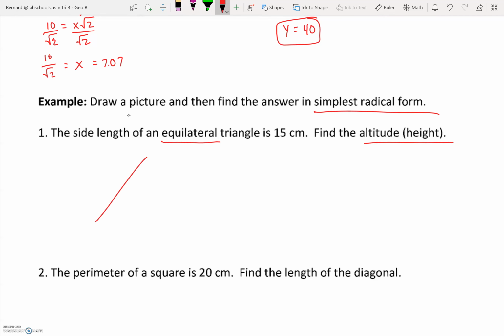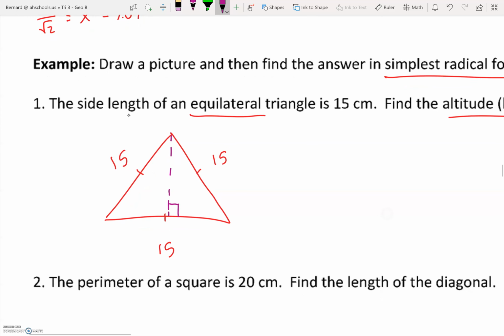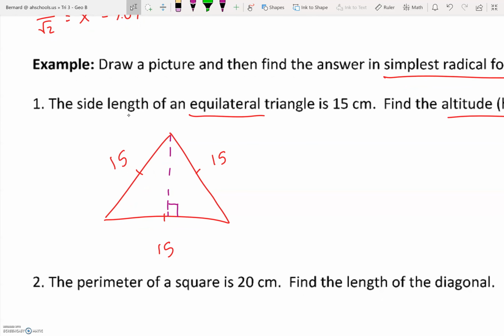So equilateral triangle means all 3 sides are the same. And it tells us that the side is 15. And since all sides are the same, all 3 will be 15. And remember what the height is. The height from a couple part videos ago is when we draw this imaginary line that creates a right angle with the bottom side. And remember, it always splits it in half. So if the total was 15, now each side of that line we know is going to be 7.5.